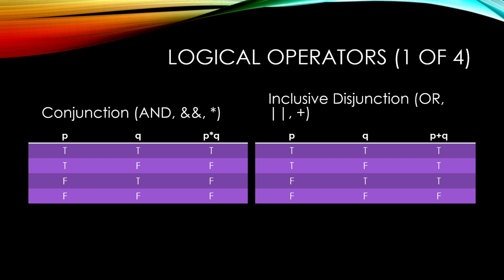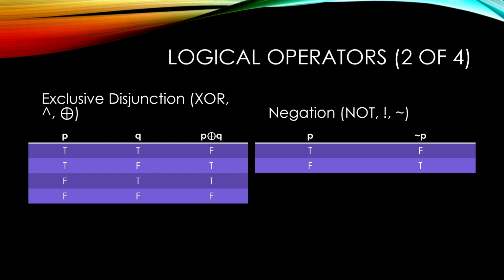Now we have the inclusive disjunction, or inclusive OR. This can be represented with capital OR, 2 vertical bars, or a plus sign. And while this reads, well, we might think of the OR as needing to be one or the other, in computation, a typical OR can also be read as AND/OR. So the only situation in which an OR statement is false is when both are false. If either is true, or if both are true, the inclusive OR statement evaluates to true.